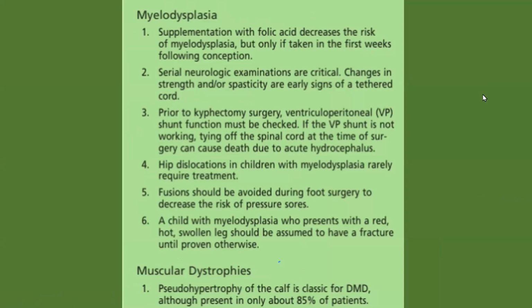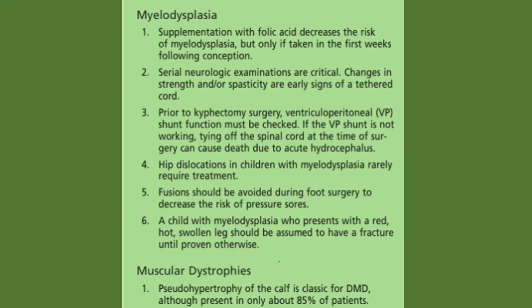Myelodysplasia. Supplementation with folic acid decreases the risk of myelodysplasia, but only if taken in the first weeks following conception. Serial neurologic examinations are critical. Changes in strength and/or spasticity are early signs of a tethered cord.